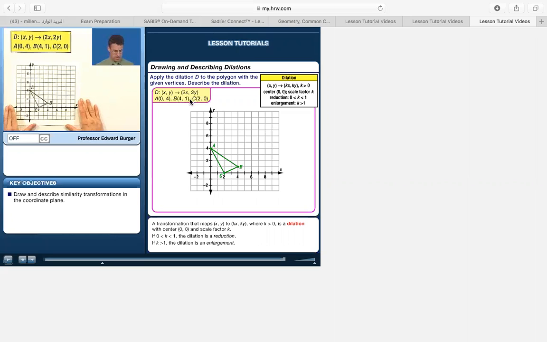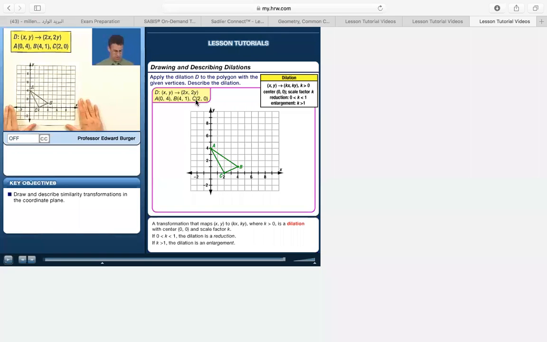B is (4, 1), x and y. Double the x and double the y. So 4 multiplied by 2 will be 8. 1 multiplied by 2 will be 2. As you see, all the numbers are getting greater. Why? Because I am doubling, I am multiplying by 2, because the dilation is (2x, 2y). I am multiplying all the points by 2.